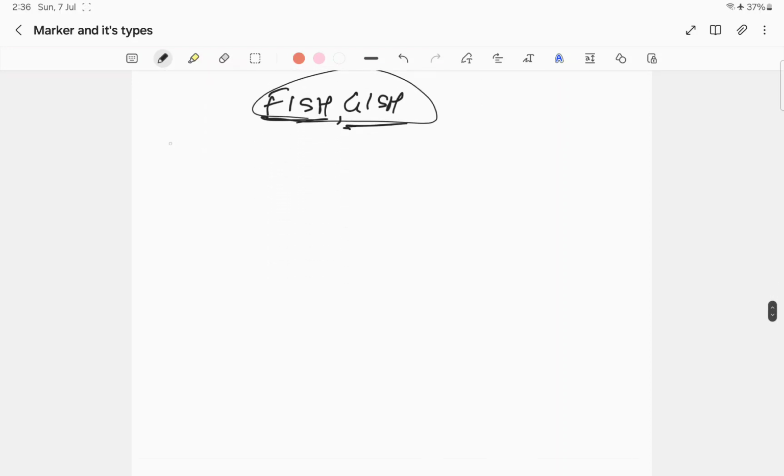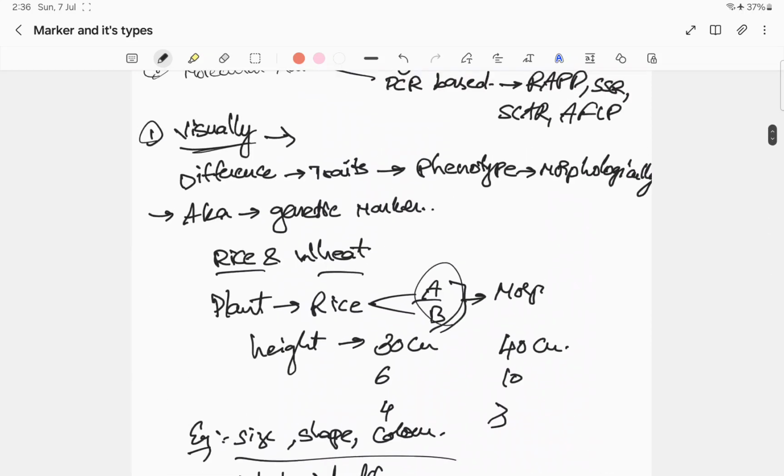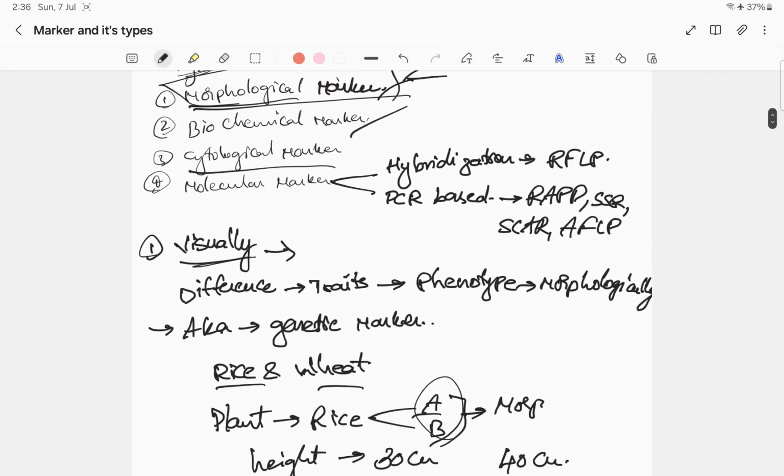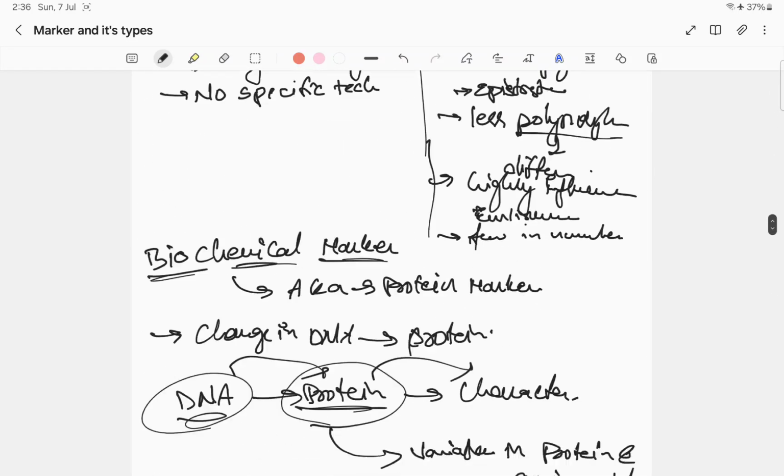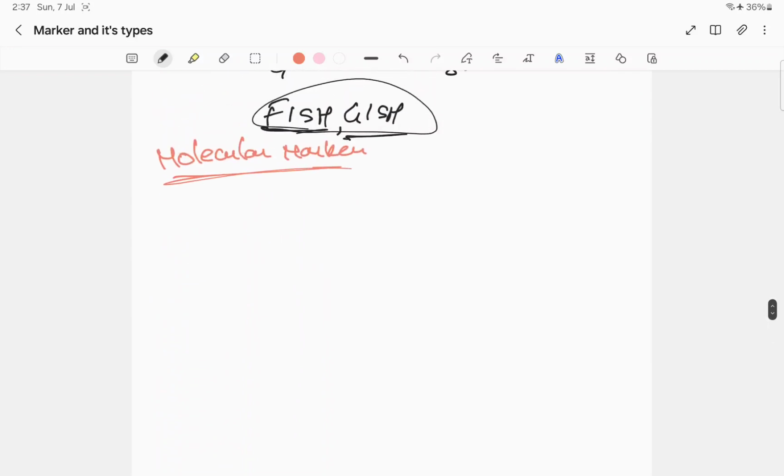And here comes the main one, molecular marker. Now the molecular marker is the most advanced kind of marker, and again, as we have discussed, it is divided into two types. First is hybridization and PCR based markers. We'll discuss one by one.